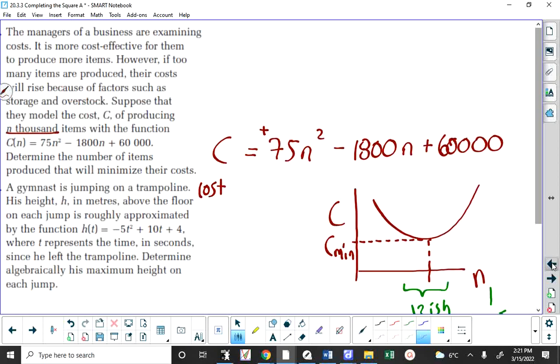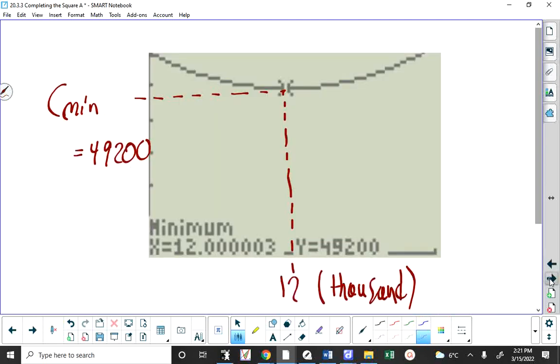as good as I think you have all become at picking the right window settings to see it, it can still be frustrating. Yes? So today we're going to learn how you could find out where that vertex is algebraically without your calculator. Okay. Well, this particular one we might have to wait till tomorrow to learn how to do, but we'll see.